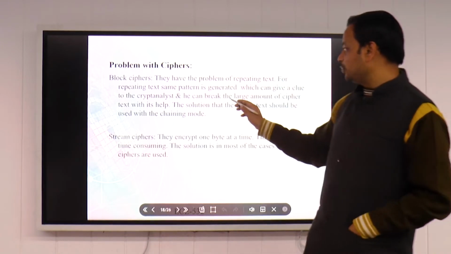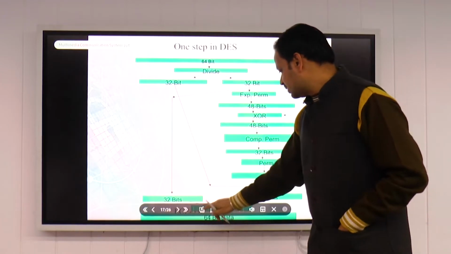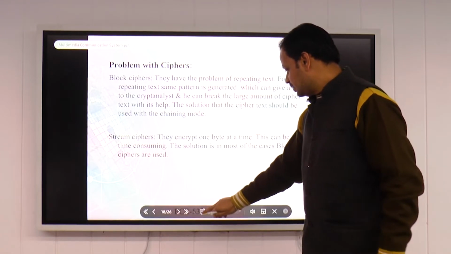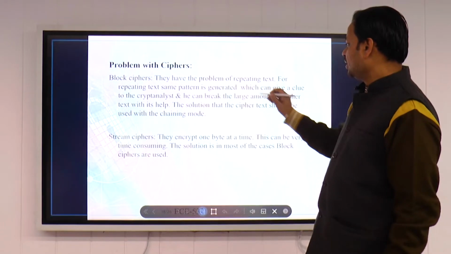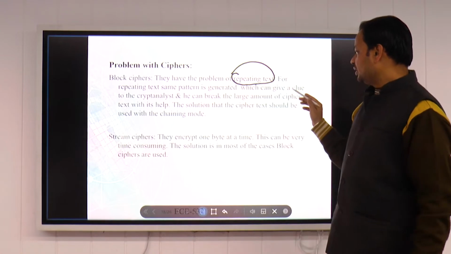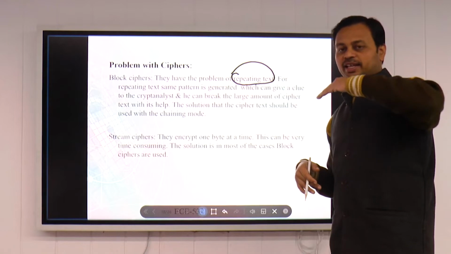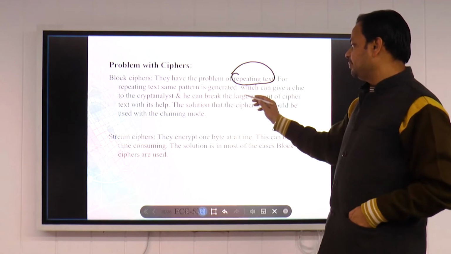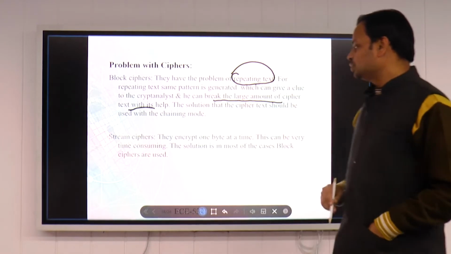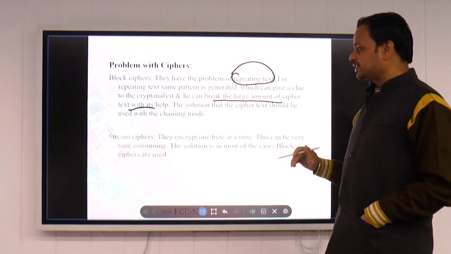So just try to understand over here that the information is repeated again and again. So if the hacker is able to reverse the operation and is able to know the plain text, then he will be able to break all the ciphertext. So that is a problem with block ciphers. So what is it? We'll try to understand in the next example.